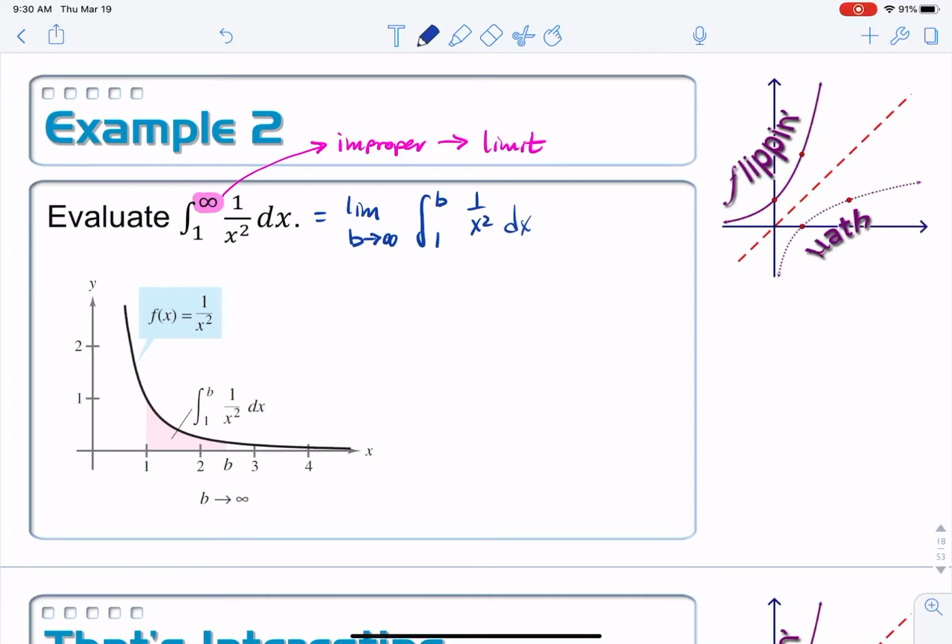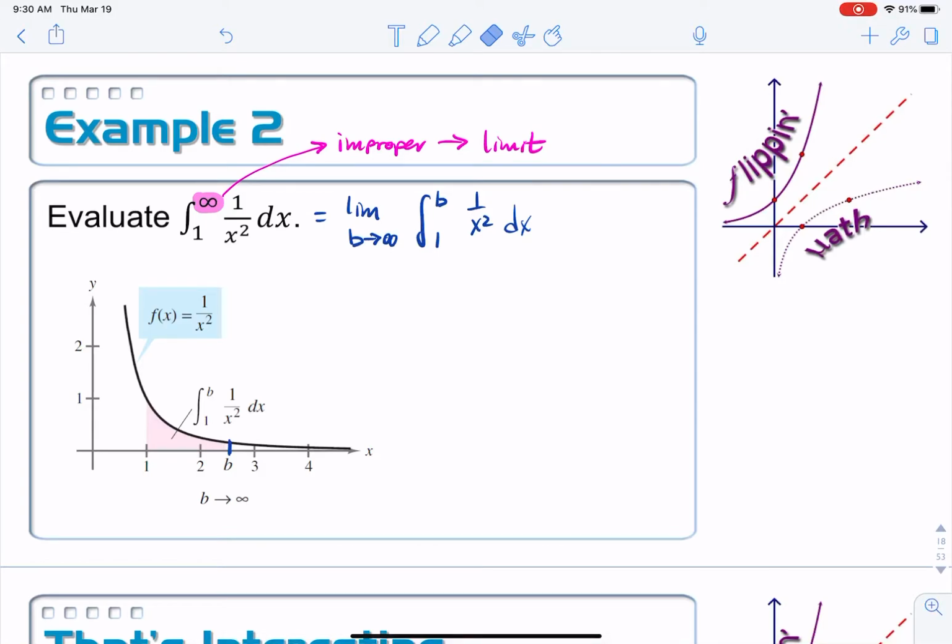The whole reason I do that is because now I'm going to assume that b is some sort of finite number, and then I can use the definition of a definite integral on it. I can use the fundamental theorem of calculus on it, and once I get its antiderivative, I can take the limit. We're going to do that part at the end. Right now b is some finite number, so let's just find the area under the curve from 1 to b. And when we're done, let's see what happens when b gets really, really big.